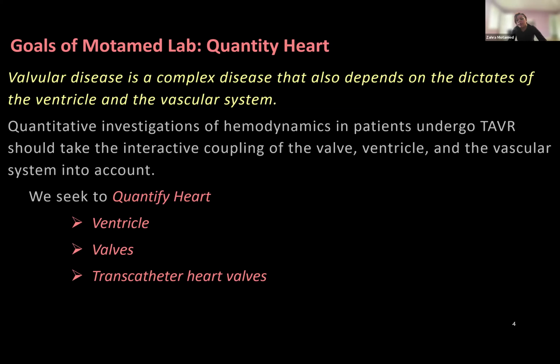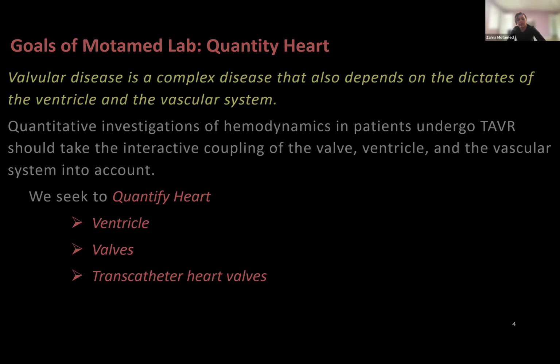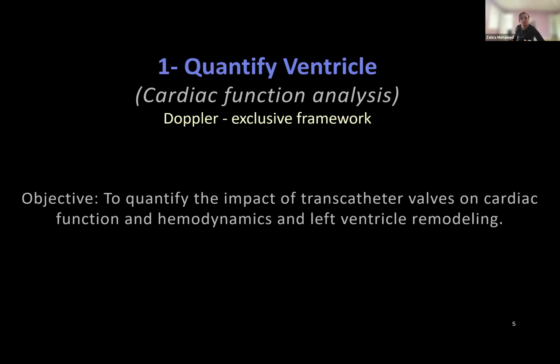So I mean that we should think about upstream and downstream. Therefore, based on those demonstrations that we also were part of since 2014, we believe that we should quantify not only the valves, but also ventricles and transcatheter heart valves. When we are discussing valves, I mean left side heart valves, both aortic valve and mitral valve. I will try to give some information briefly on why we need both valves.